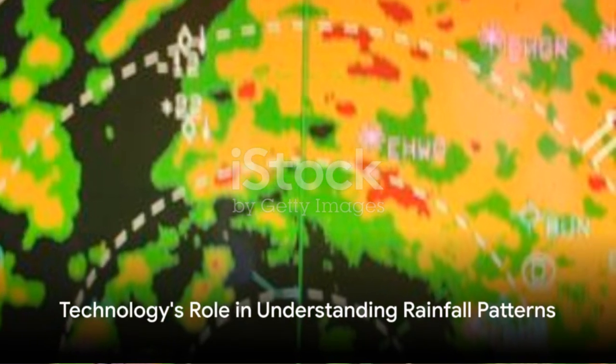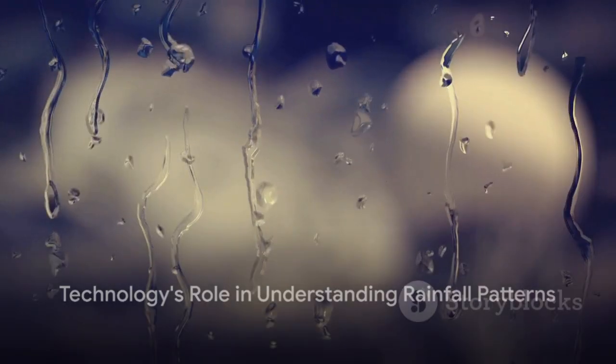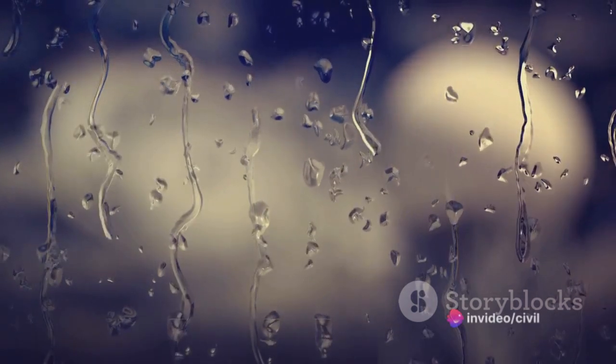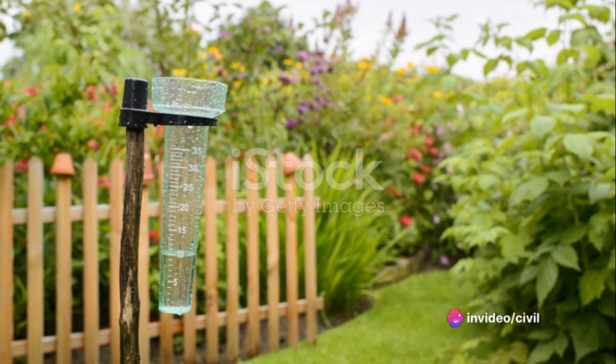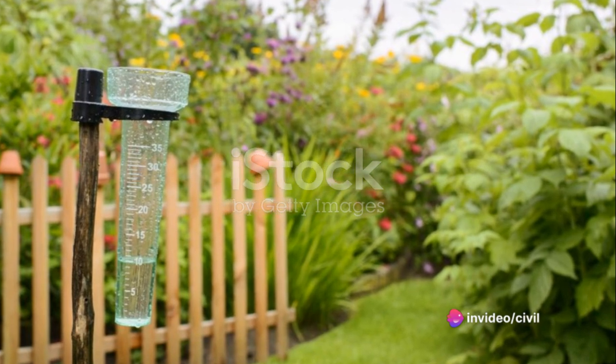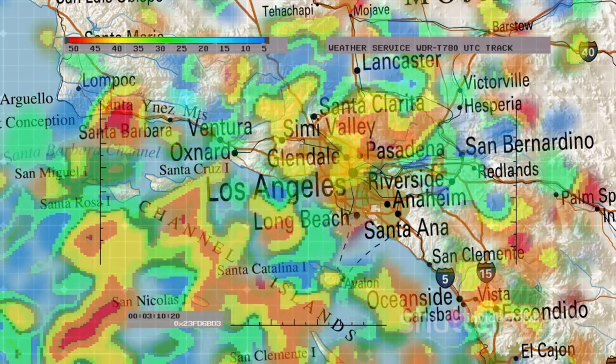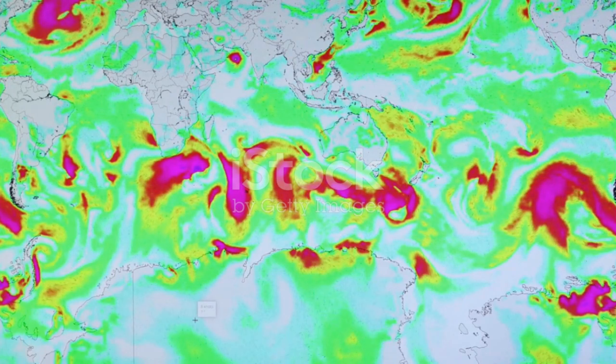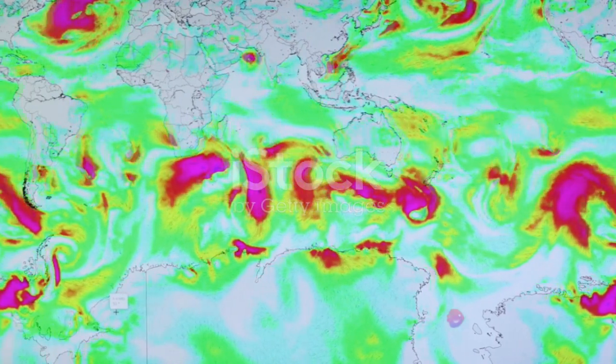Now, it's important to remember that rainfall measurements aren't always about how much water falls from the sky. They also involve understanding where and how this rainfall is distributed. This is where technology steps in. Using radar and satellite imagery, meteorologists can map rainfall patterns over large areas, giving us a more comprehensive view of the world's weather.